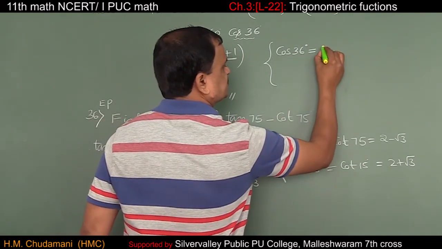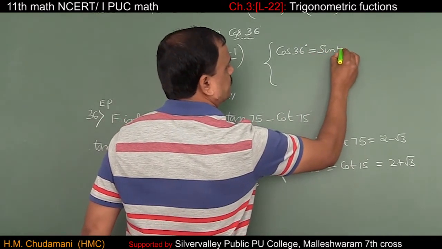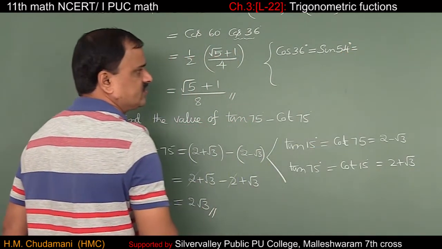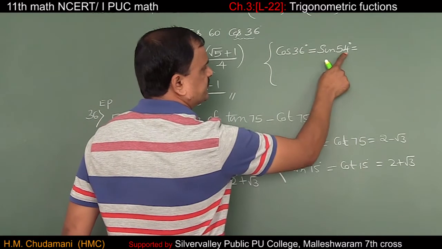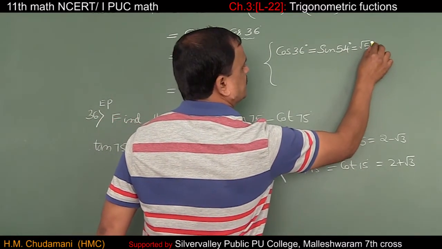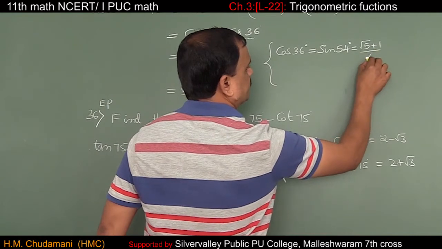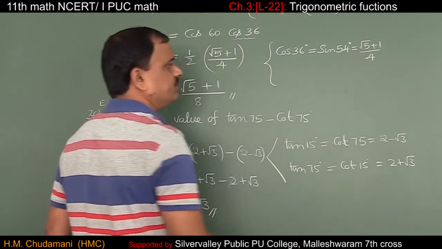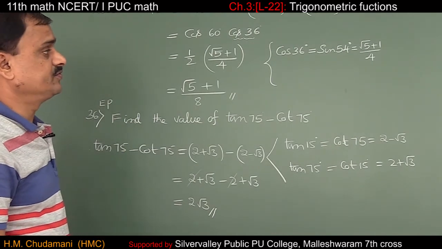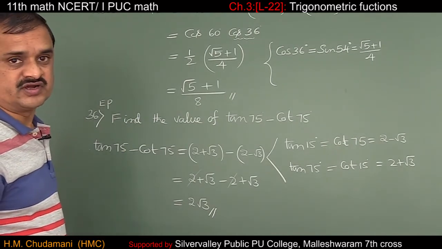Cos 36 is equal to sin 54. 36 plus 54 is 90, no? So root 5 plus 1 divided by 4. 18 and 72, so root 5 minus 1 by 4.